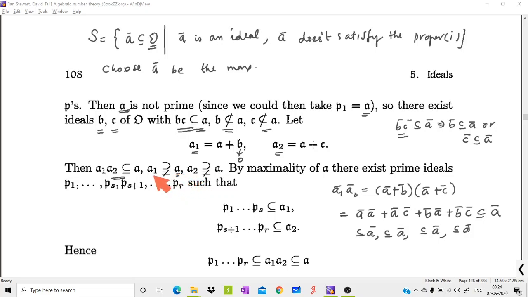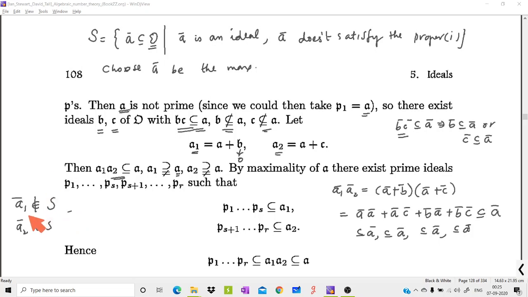The property that A1 properly contains A means A1 is a larger ideal than A. Okay, so we can say that A1 is not an element of S. Similarly, A2 is not an element of S, because A is the maximal element of S. So any ideal larger than A would not be an element of this S. So we can say that these two ideals are not elements of this S.